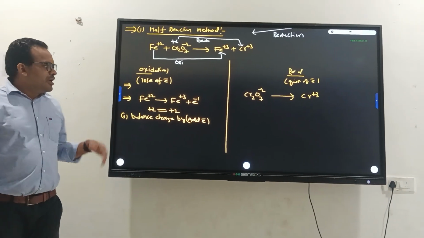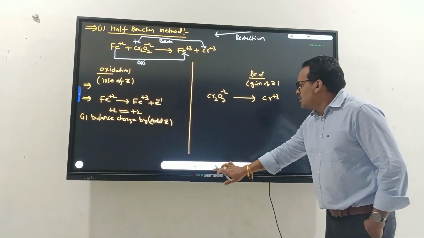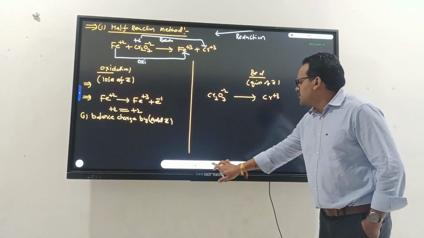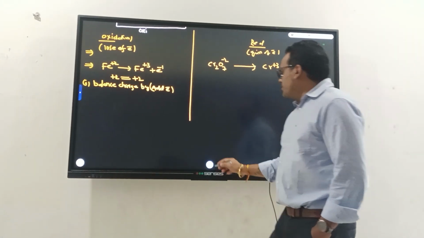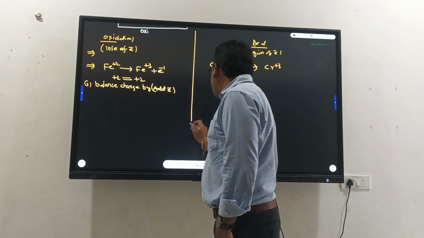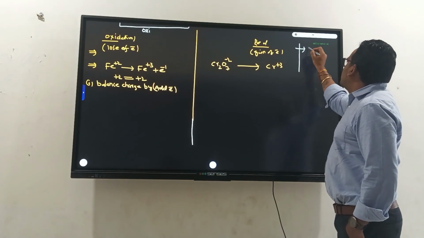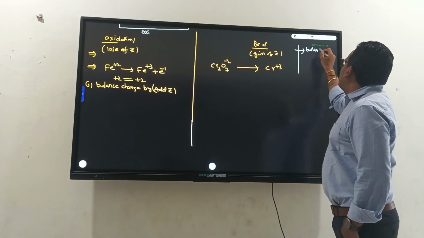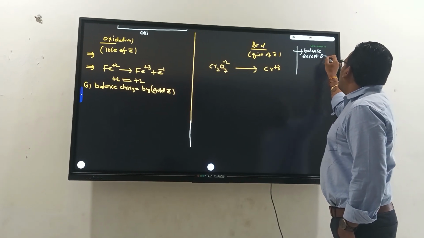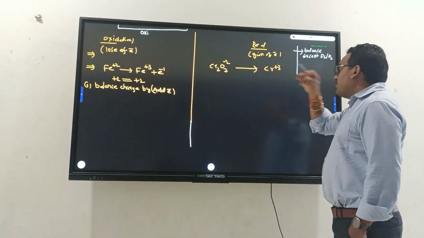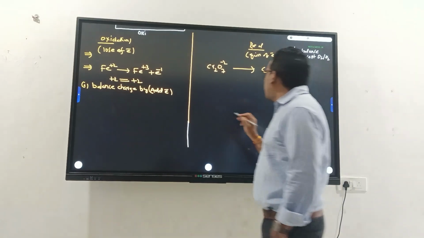Is it clear, step 1? Now what is the next step, children? In this case, children, this one is the reduction. In this reduction, you have to balance the metals. So here what are the steps, children? Here simplest steps are there. So here I will write some steps, children. First, balance the atoms except oxygen and hydrogen. Is it clear, children?